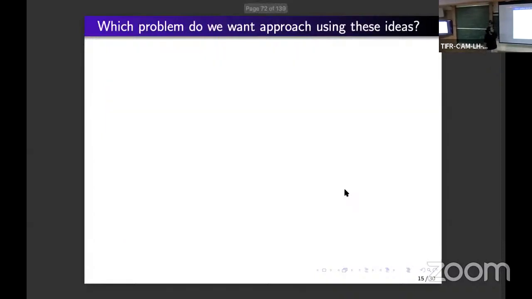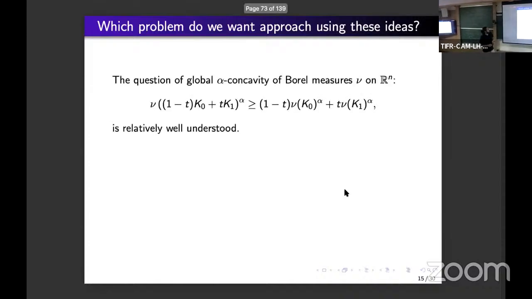So now let us see what I want to do with this. If I want to prove something like this, nu is a measure. I want to recall that the Lebesgue measure is 1 over n concave. So I want to approach this question about where the measure nu is alpha concave. And I say the question of global alpha concavity because I ask for all compact sets, K0 and K1, not with any special properties, all compact sets.